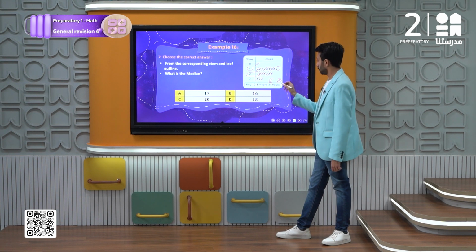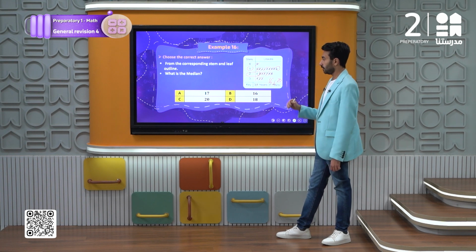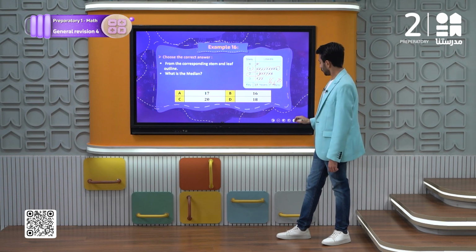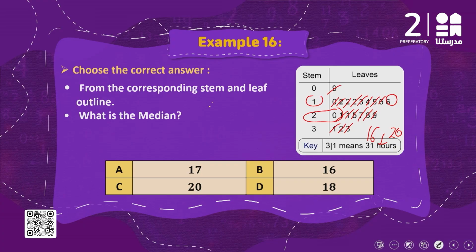If you can't find it mentally, as we did here, you just use the rule 16 plus 20, add them over 2. What's 16 plus 20? This is 36 divided by 2. It will be 18 for sure.